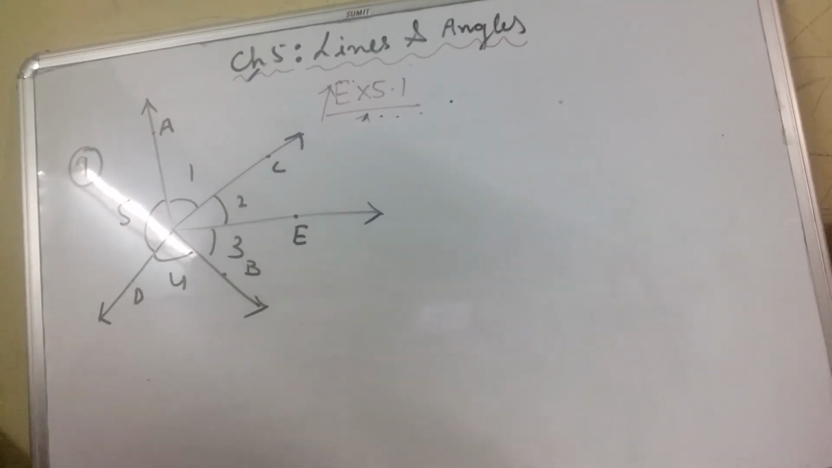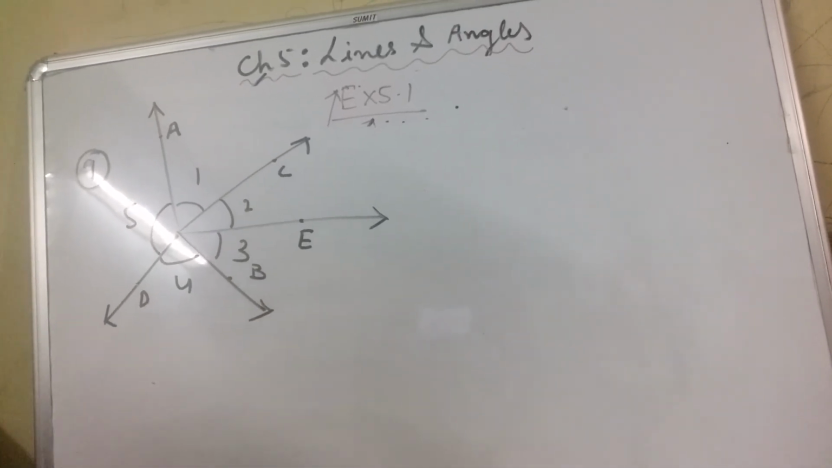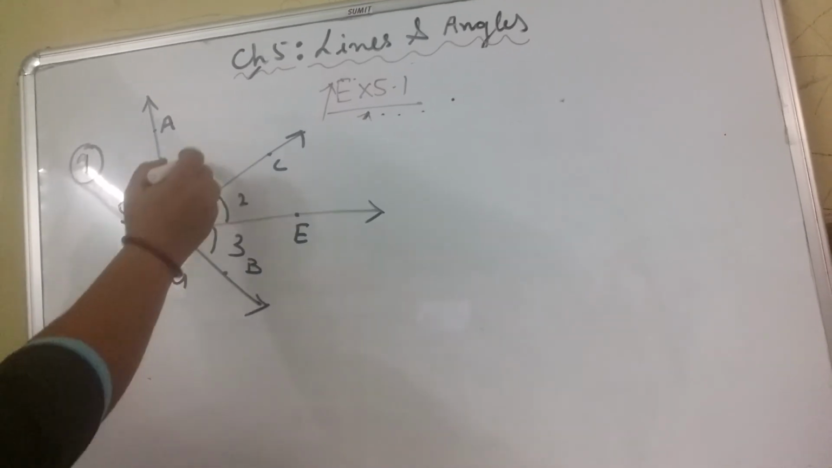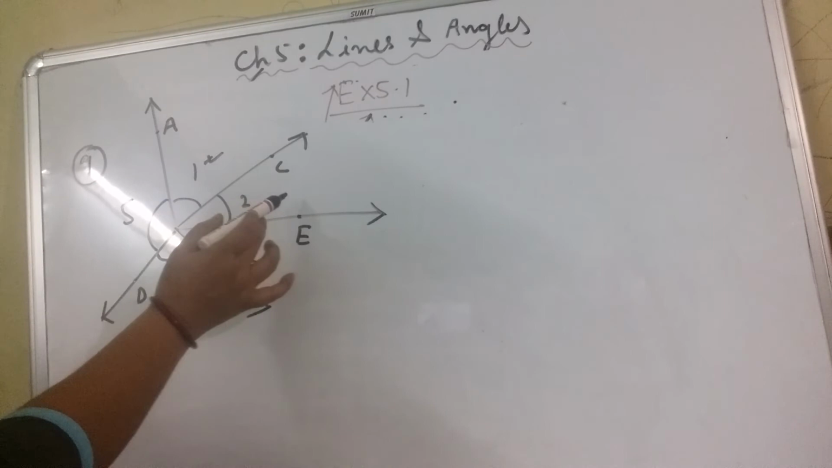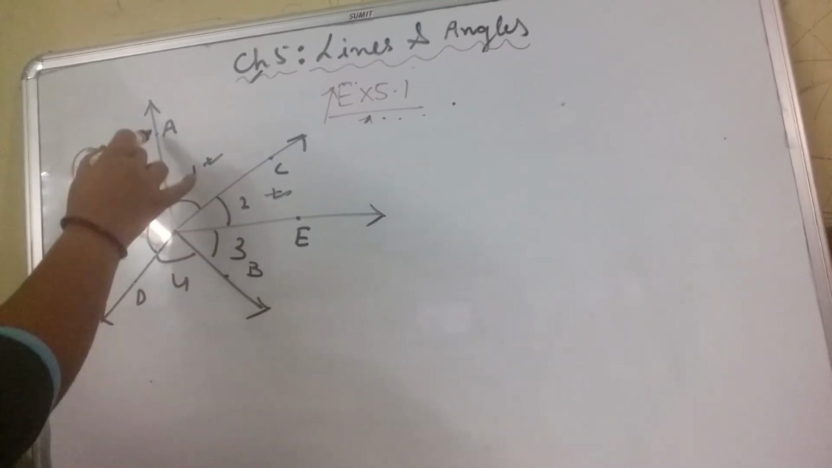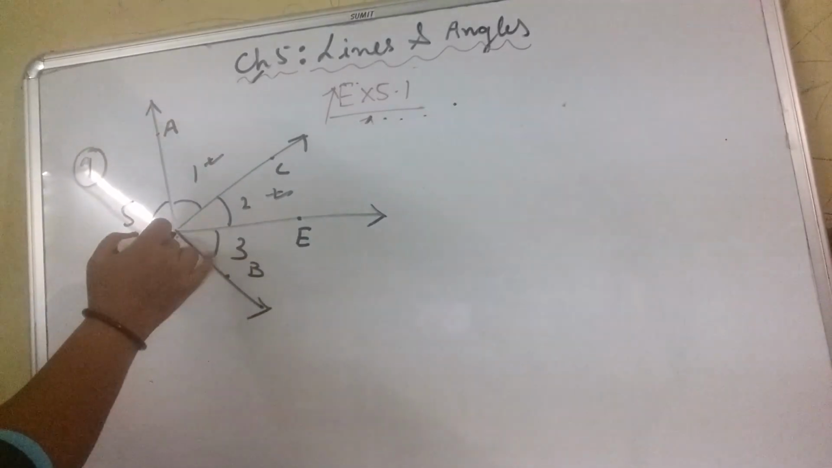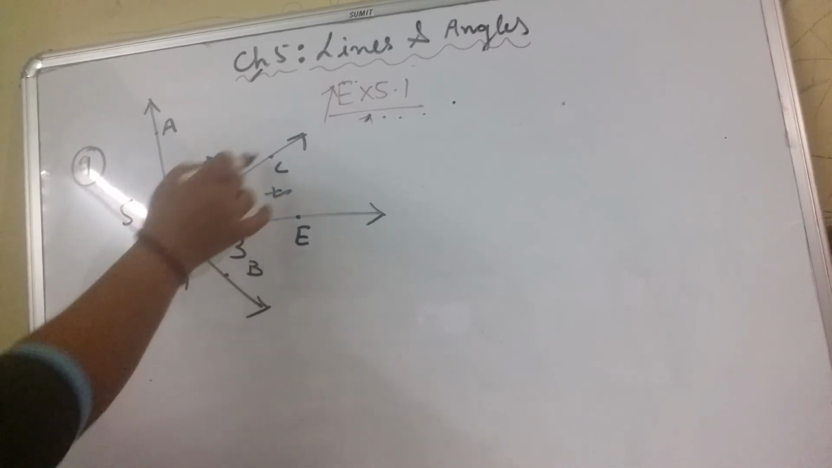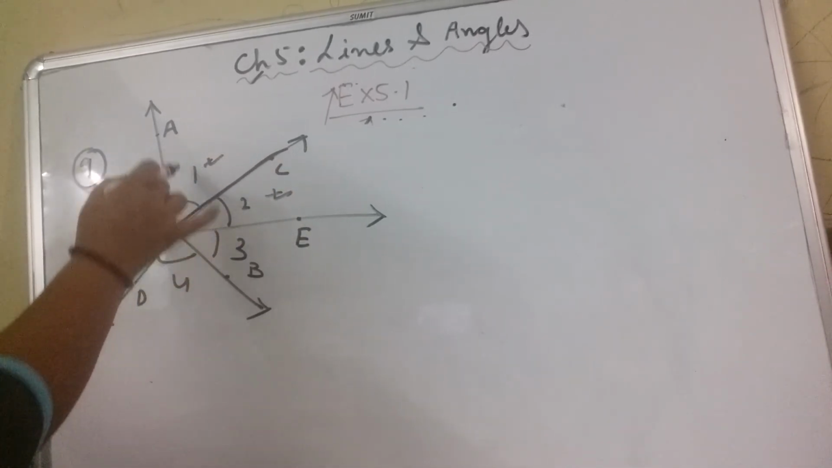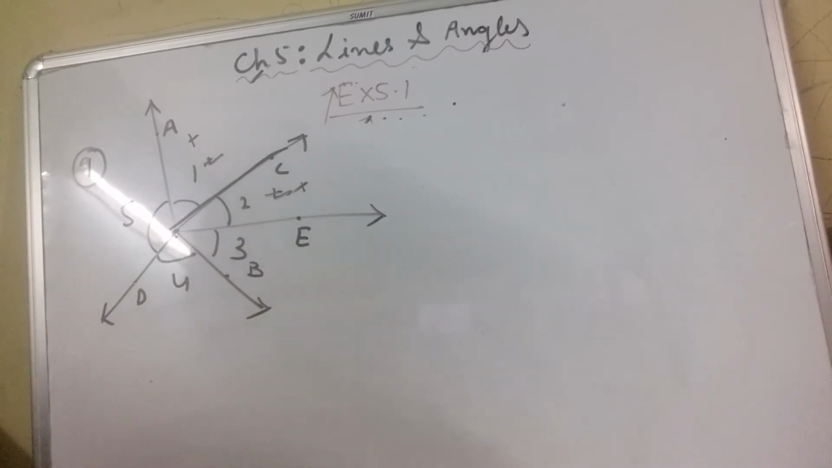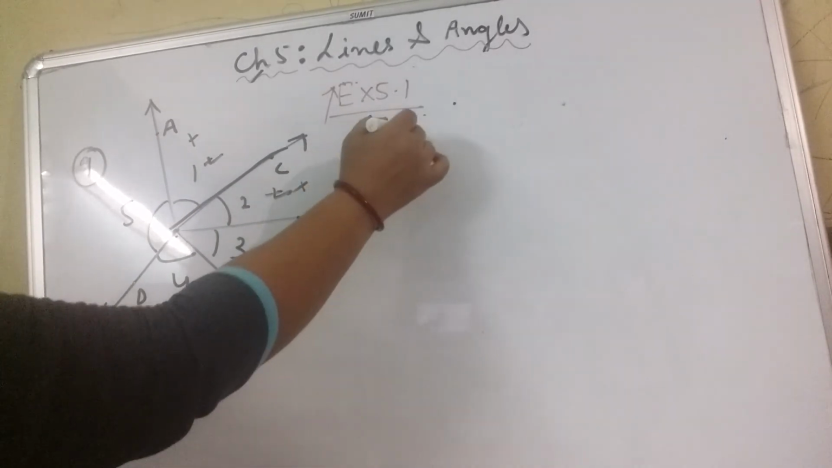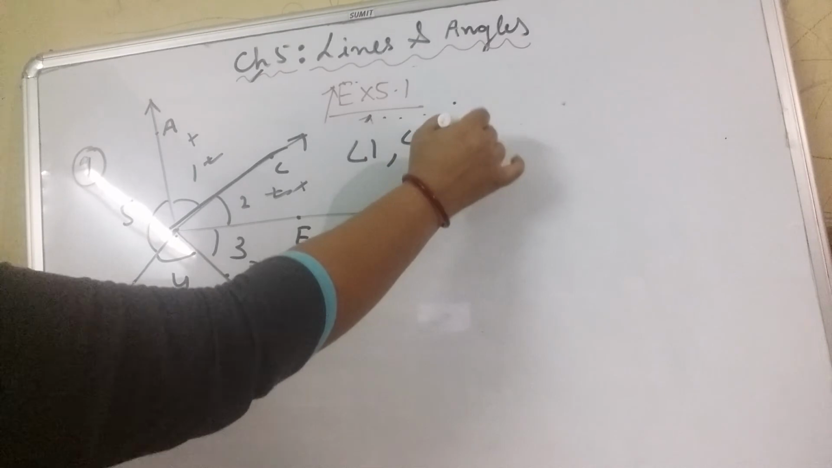Look at this figure and answer the following. Are angle 1 and angle 2 adjacent? Yes, they are adjacent because they have a common vertex and a common arm. They do not have any common interior point. So angle 1 and angle 2 are adjacent.